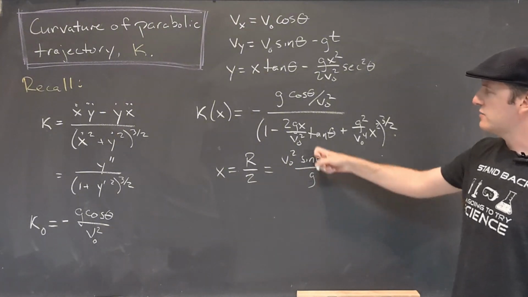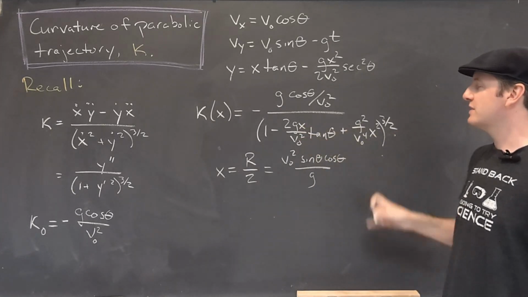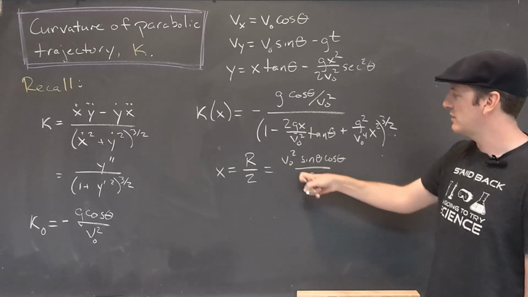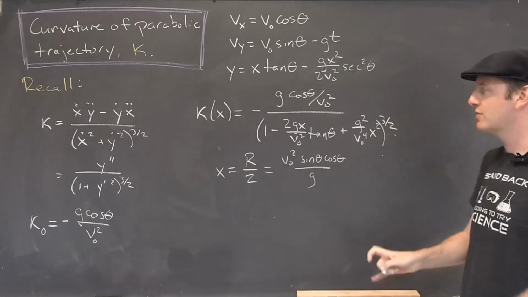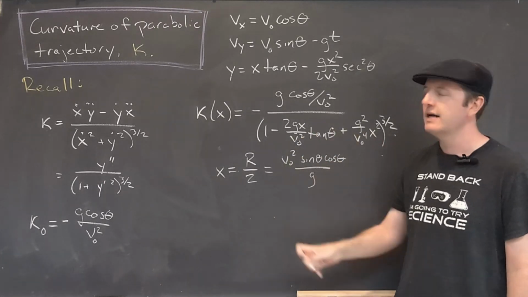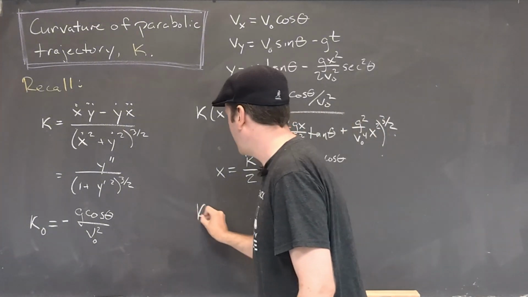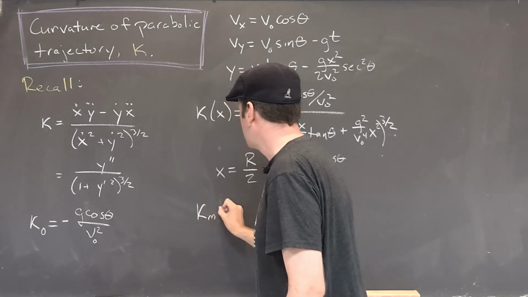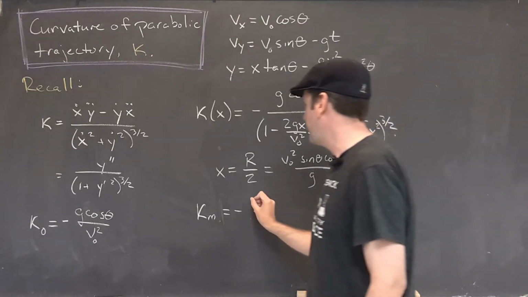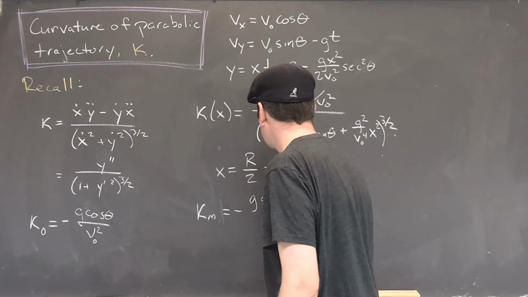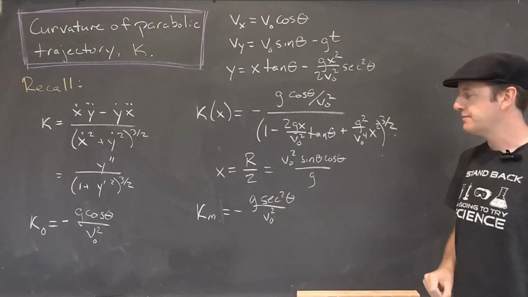Now all that remains is to plug this back in for x here and here, and clean things up. There will be a lot of simplification. For example, the x here, v naught squared over g, will cancel there. The x squared, v naught to the 4th over g squared, will also cancel. So I really only will have trigonometric relations here. I'm not going to go through all the details right now. It does simplify quite a bit. So I'll write this as kappa m or something. So this is the curvature at the maximum point, in other words, the vertex. That will be g secant squared theta over v naught squared when all is said and done.